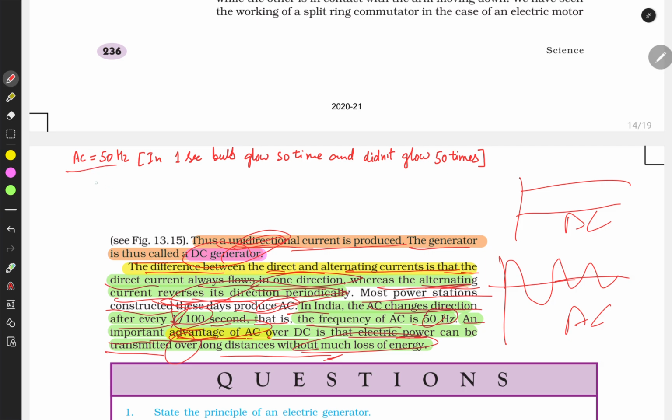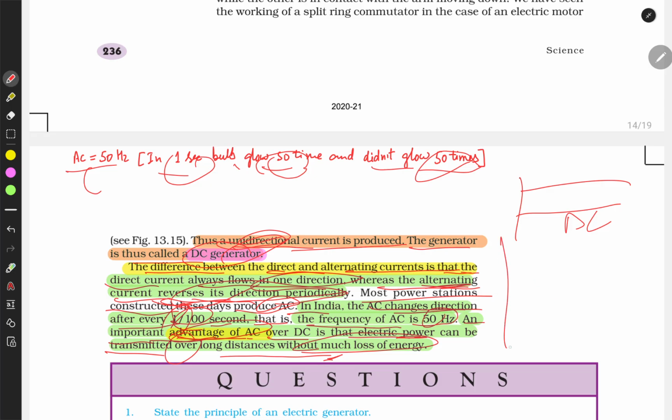So when AC is 50 Hertz, this means in 1 second a light bulb glows 50 times and does not glow 50 times. So it is changing its direction 100 times in 1 second. This is how it is represented. Suppose this is a 1 second time, and it will change the direction 100 times in 1 second.